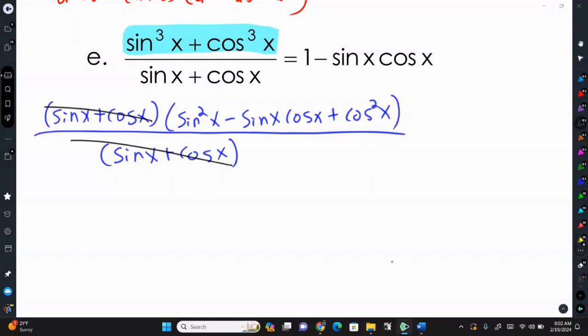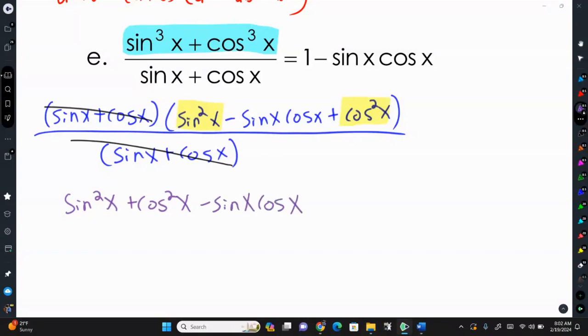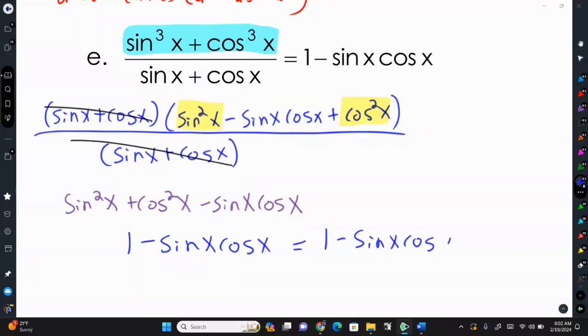And I'm going to rearrange so that the sine squared and cosine squared are next to each other, just so you can see what we're doing. So sine squared x plus cosine squared x, and I can do that because it's addition. Well, we know that sine squared plus cosine squared is 1, so it's 1 minus sine x times cosine x, which is equal to the right side of that equation. So we verified that identity.